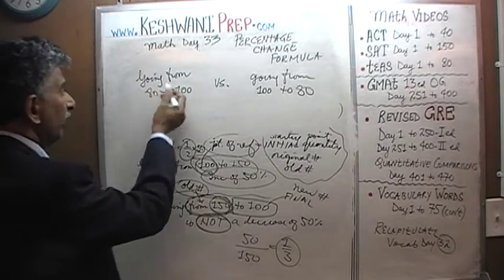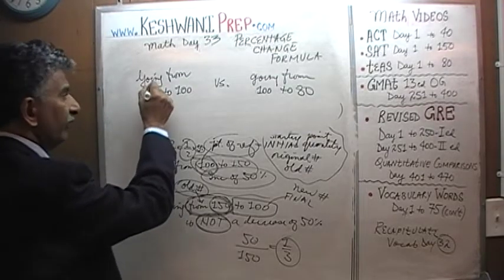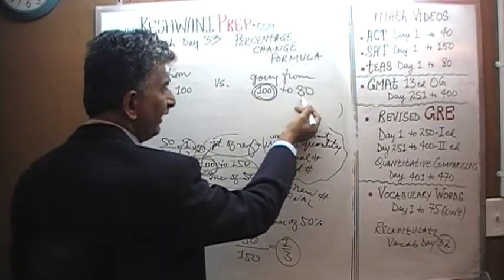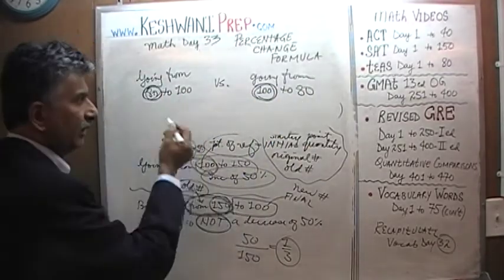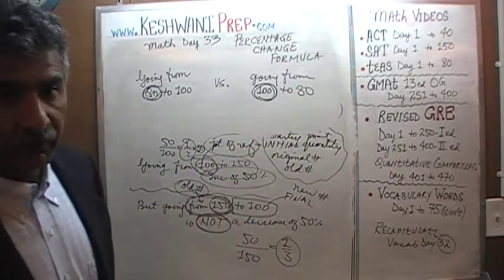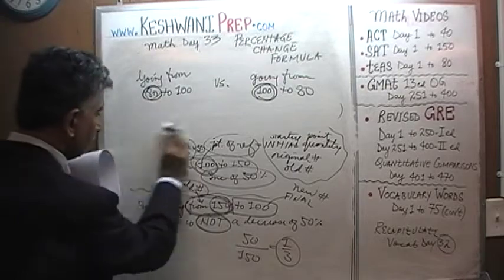Here, we are going from 80. This is our point of reference. Here, we are going from 100. This is our point of reference. The final point here is 100, the final point here is 80. The point of reference in the two scenarios is different, and that's what's going to make a difference. Let's do the calculation.